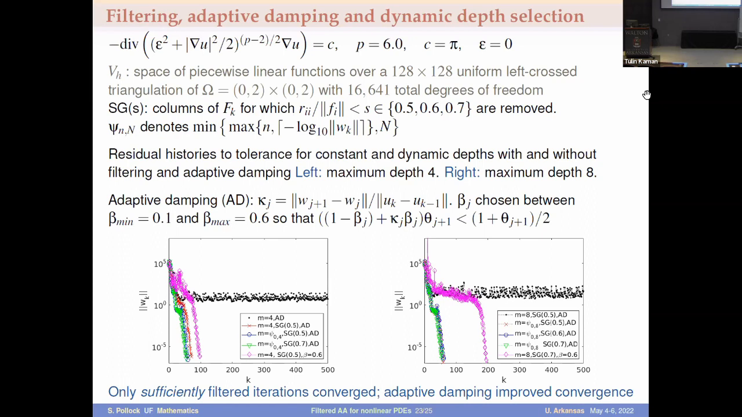This plot on the right, we're using m equals 8 with and without filtering and adaptive damping. So here, this pink line is m equals 8 with the filtering factor of 0.7 and a constant damping. These lines over here, we're using a dynamic depth and adaptive damping, and you see we get a much faster convergence. M equals 8, even with safeguarding and adaptive damping, is not converging at all.